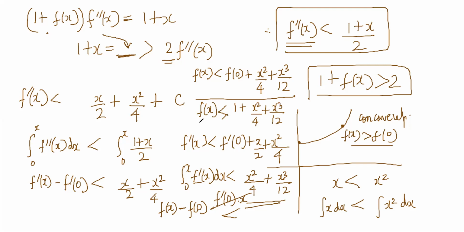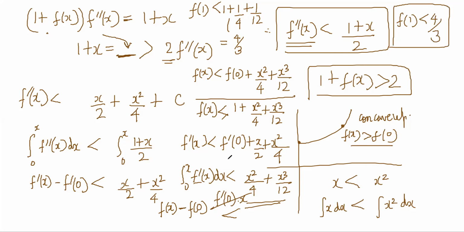So this is a nice inequality, no? From here for f of 1 we have gotten an upper value, less than 1 plus 1 by 4 plus 1 by 12. So this becomes 4 by 3, no? This value is 4 by 3 because 1 by 4 plus 1 by 12 is 1 by 3. 1 by 3 plus 1 is 4 by 3. So f of 1 has to be always less than 4 by 3.